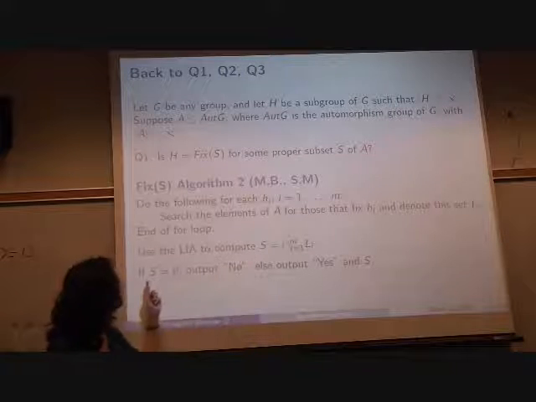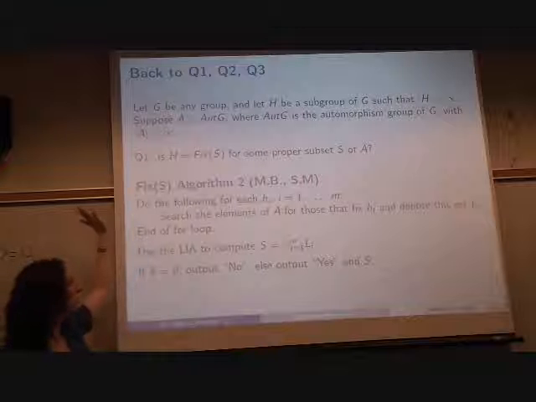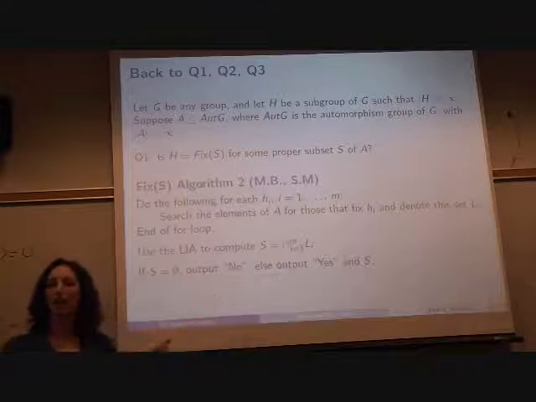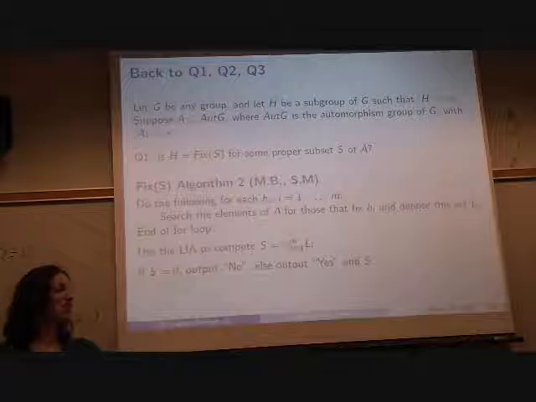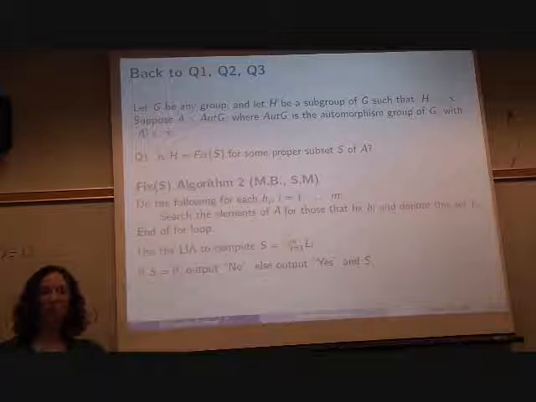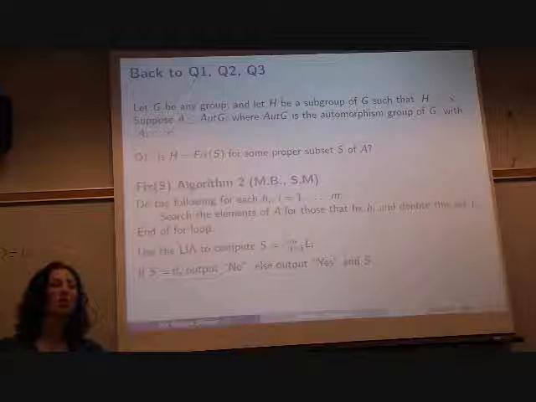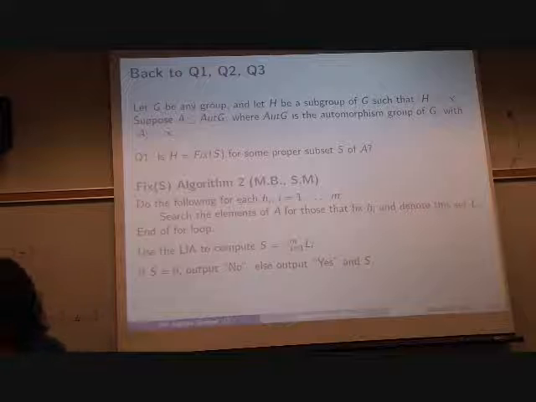If the set S here, the intersection, is empty, then we output no. The answer to Q1 is no. Otherwise, we output yes, and we output the set. So just as Ventura, for the infinite case, was able to answer the question yes or no and give you the automorphisms that fix the subgroup, we're able to do the same. We had to have some restrictions because Grover only works when you're searching amongst finitely many objects.